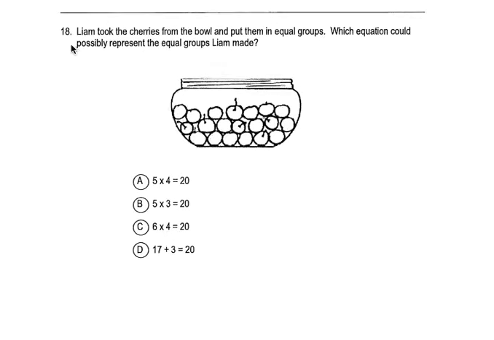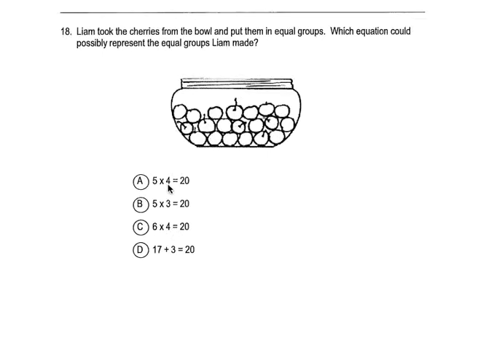Number 18. Lamb took the cherries from the bowl and put them in equal groups. Which equation would possibly represent the equal groups Lamb made? Lamb took the cherries from the bowl and put them in equal groups. Which equation could possibly represent the equal groups that Lamb made?